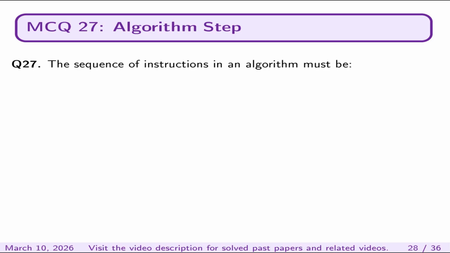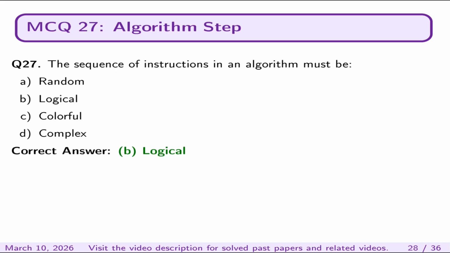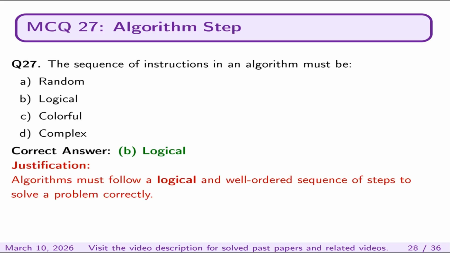Question number 27. The sequence of instructions in an algorithm must be random, logical, colorful, complex. It should be logical, because an algorithm must follow a logical and well-ordered sequence of steps to solve a problem correctly.